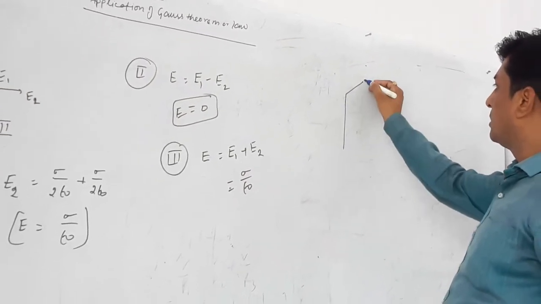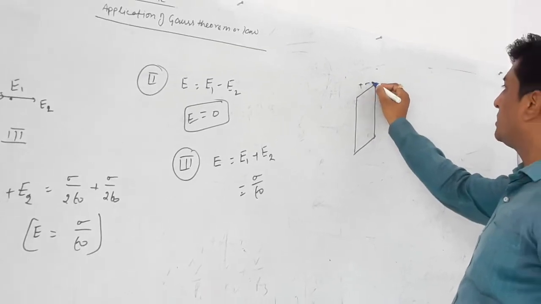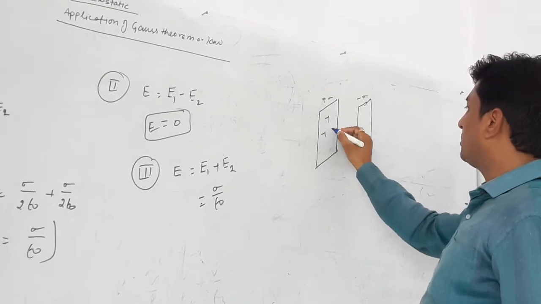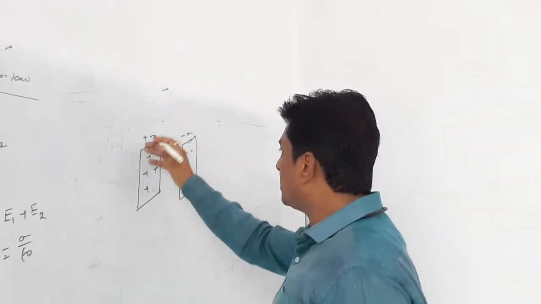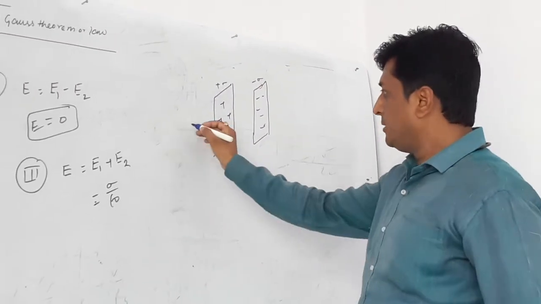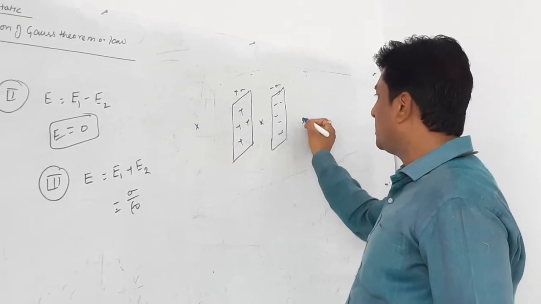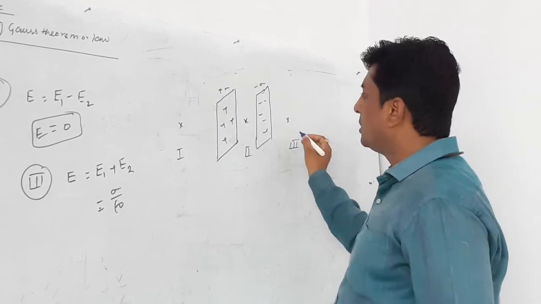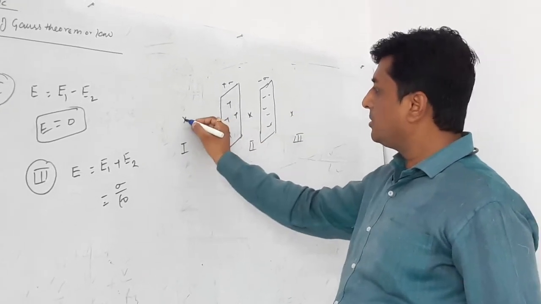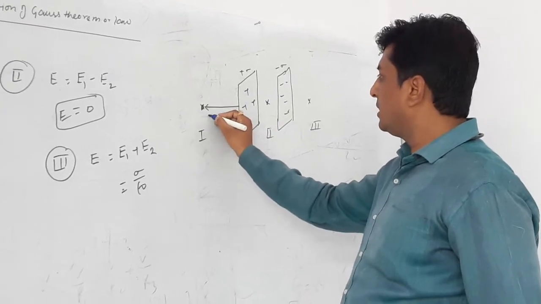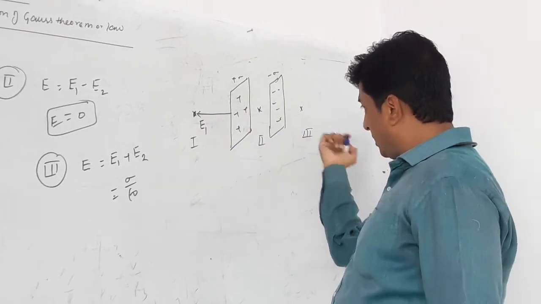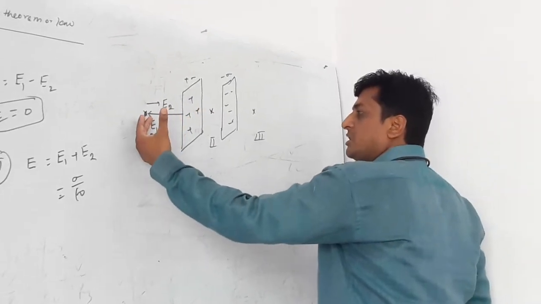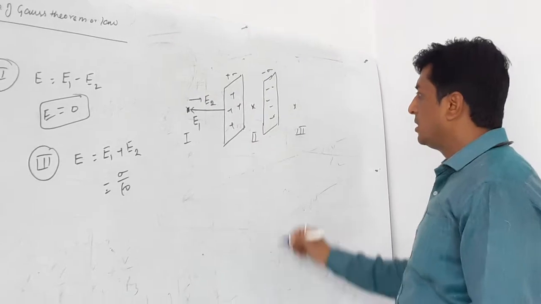Suppose that one has positive density and the other has negative surface charge density, meaning here is positive charge, here is negative charge, but the strength is the same. Then again you can consider three regions: region first, region second, region third. For region first, if you keep a test charge somewhere here, then for this sheet the intensity direction will be this, but for the other it will be inwards, because the test charge, meaning a hypothetical positive charge, will be attracted towards the negative charge.